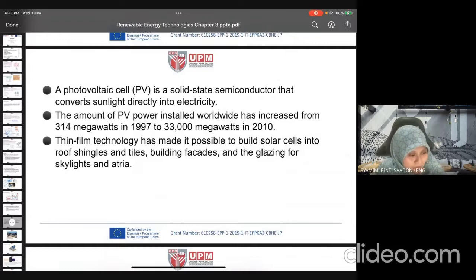Okay, the amount of PV power installed worldwide has increased. So it keeps increasing. One of them is thin film technology. Thin film technology has made it possible to build solar cells into roof shingles and tiles, building facades, and the glazing for skylights, etc. So one of the types of solar PV energy is thin film. Okay, there are also other types.